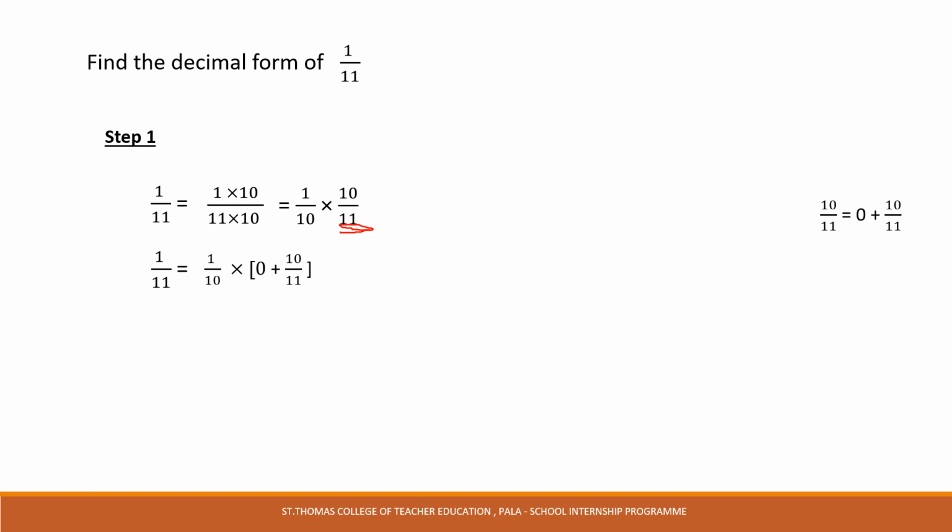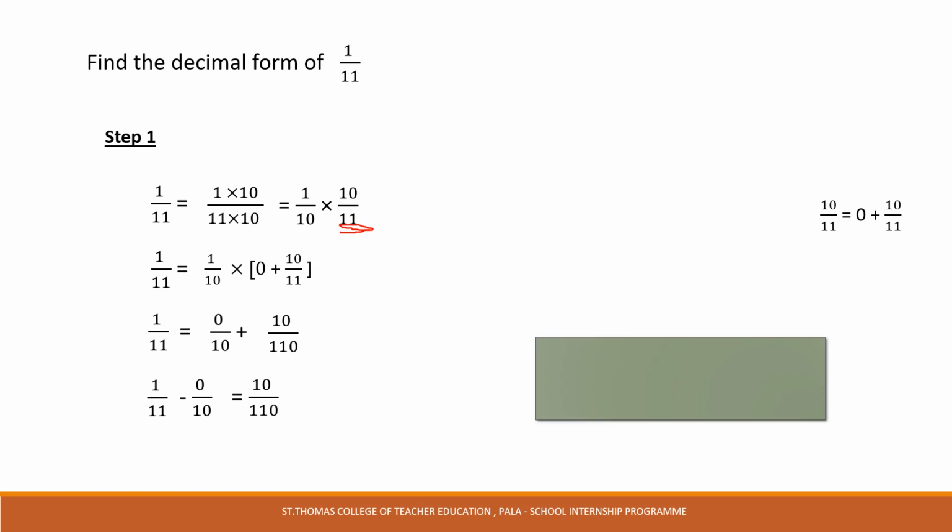So, we got the next step. Tell me the next. Yes, applying distributive property and we get 0 by 10 plus 10 by 11. And the next is 1 by 11. Then tell me. Correct. Minus 0 by 10 equal to 10 by 110. So, after step 1, we get an equation as 1 by 11 minus 0 by 10 equal to 10 by 110. And we write it as equation number 1.